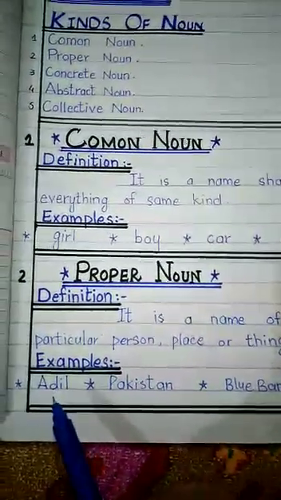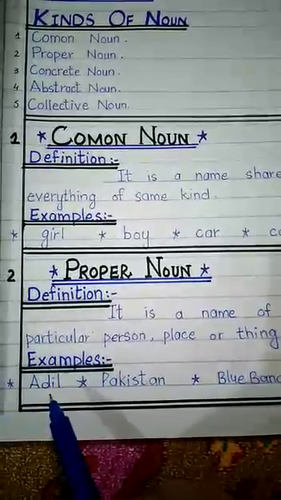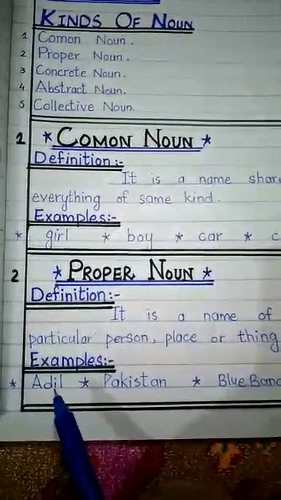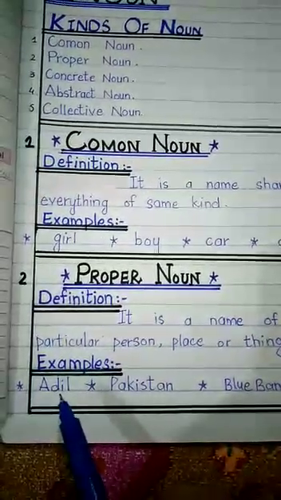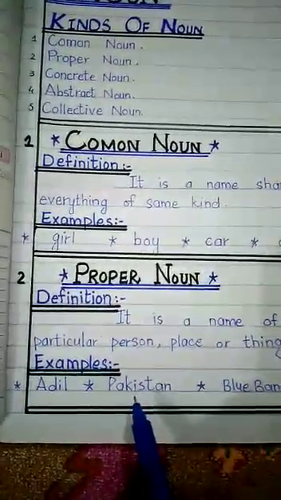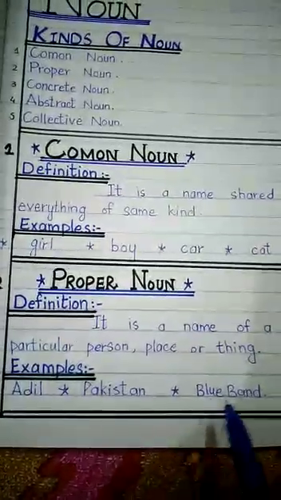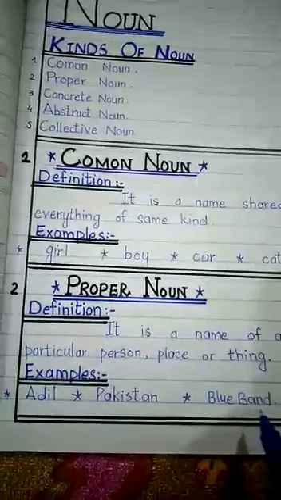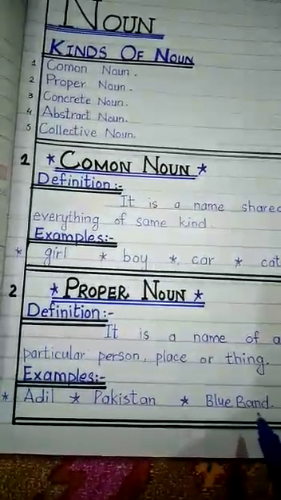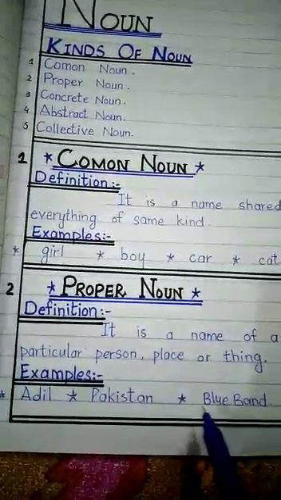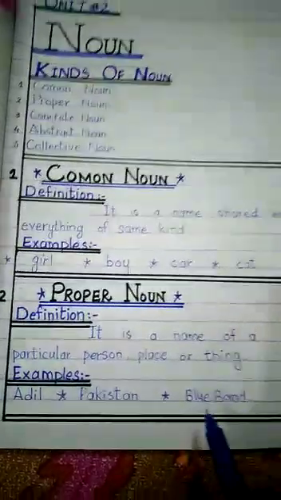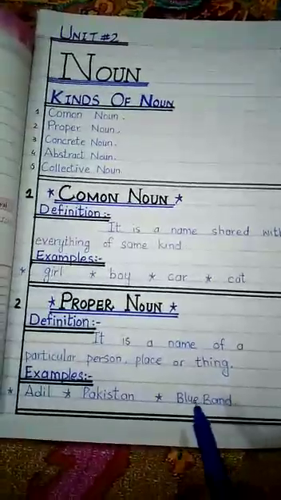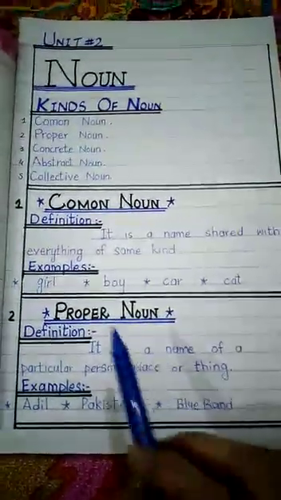For example, here I have written the name Adil, or the name of anyone. When it is specified, that is called a proper noun. Now the name of a country here, Pakistan. And then Blue Band, as you already know what Blue Band is. It's the name of a company, a kind of butter, which has been given the name Blue Band. So when something is specified, when there is something very particular, that is called a proper noun.